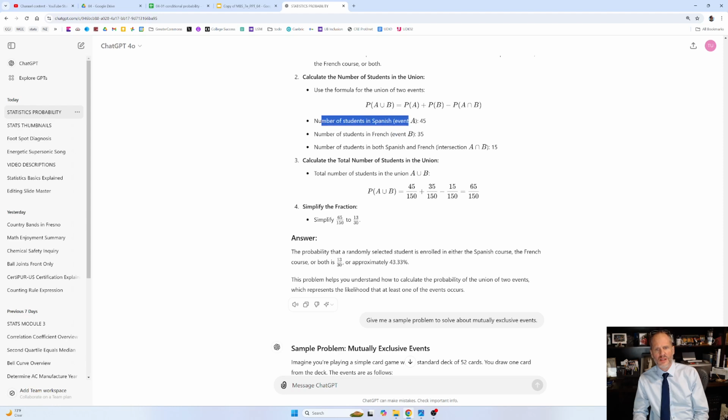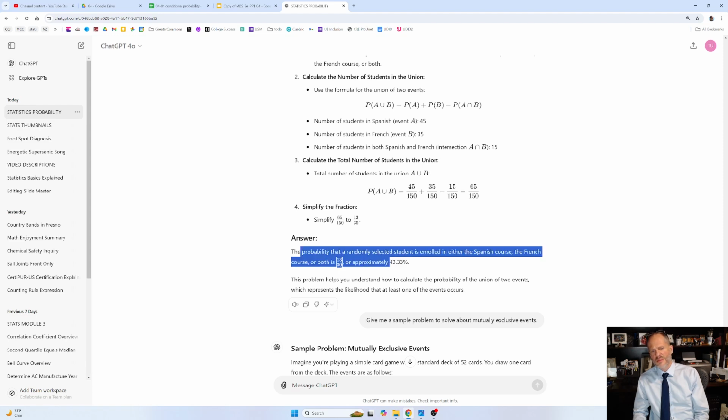Number of students in Spanish, event A, is 45. In French, event B, is 35. Number of students in both Spanish and French, the intersection of A and B, is 15. Calculate the total number of students in the union. A union B: 45 over 150, right, plus 35 over 150, right there, minus 15 over 150. And then we get 65 over 150. 65 over 150 is 13 over 30. 13 over 30 is approximately 43.33%. So the probability the randomly selected student is enrolled in either Spanish, French, or both is 43%.